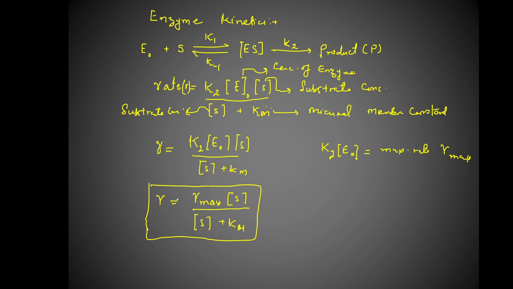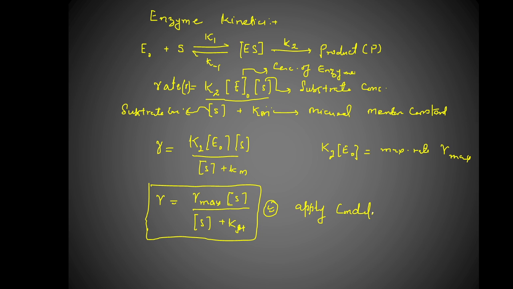So over here we can apply conditions. Now we have to remember this equation. Rate is equal to maximum rate into concentration of S divided by concentration of substrate plus Km, that's the Michaelis-Menten constant. Now see over here, this maximum rate is called K2 into E0, and this is the substrate concentration. This is substrate concentration plus Km. To this equation we will apply conditions.